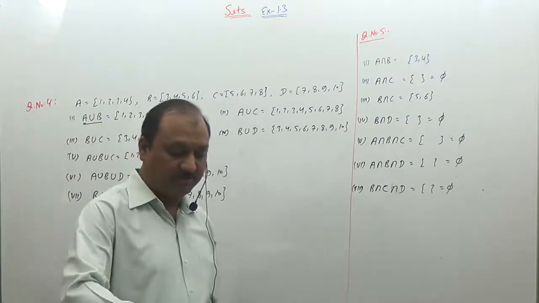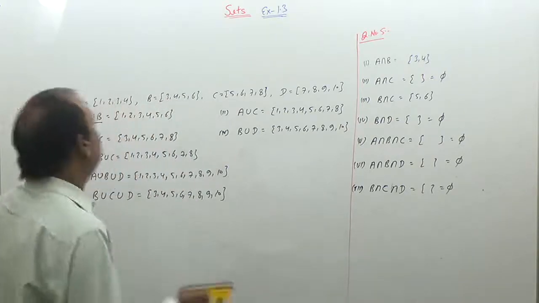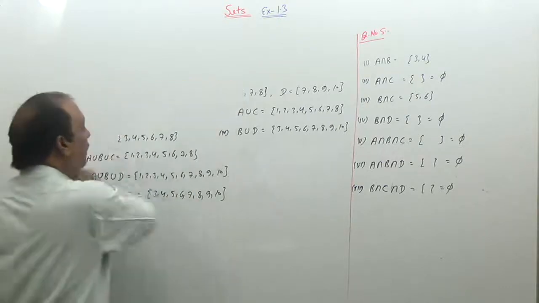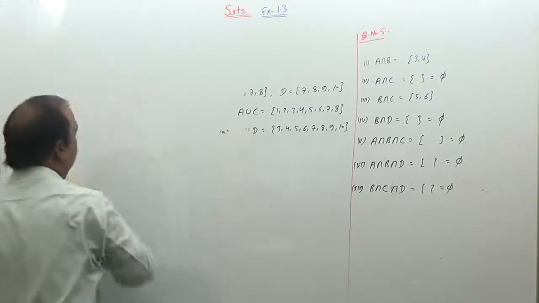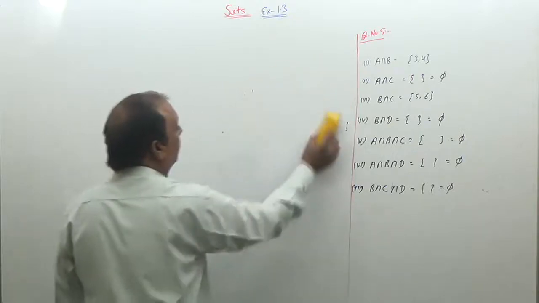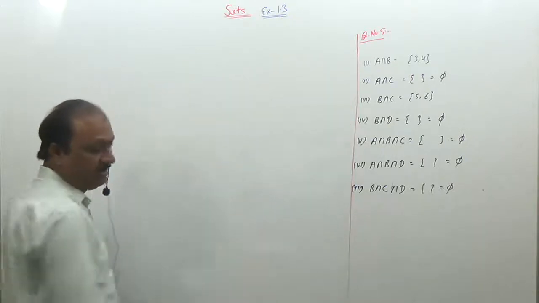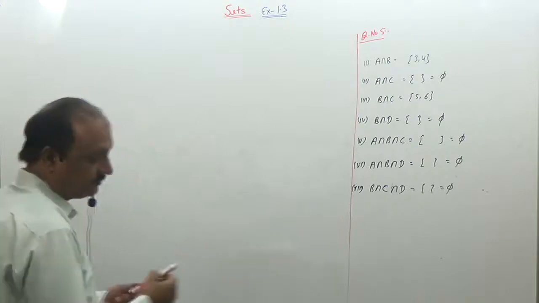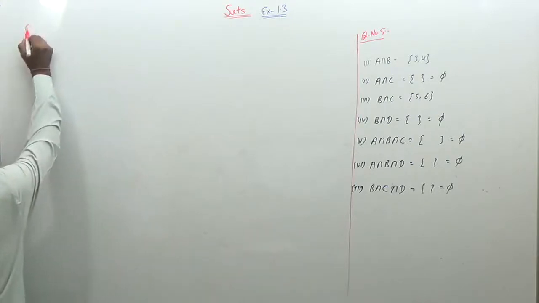And on this basis of union and intersection, now we are taking the question number 6, in which some sets are defined as question number 6.